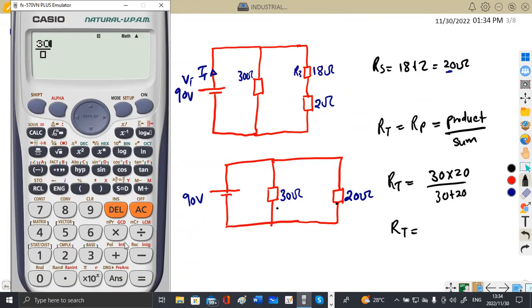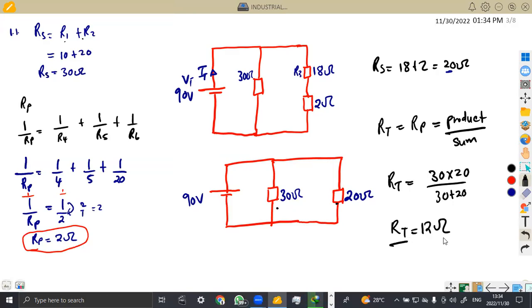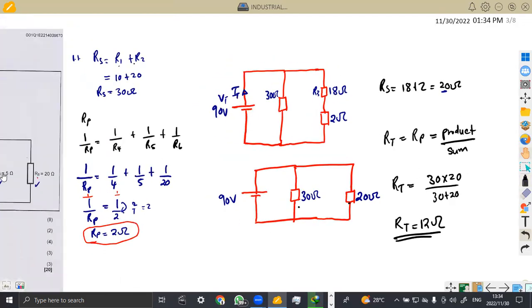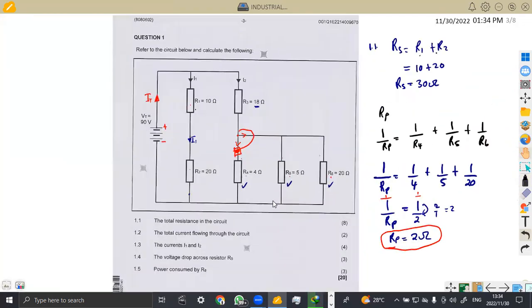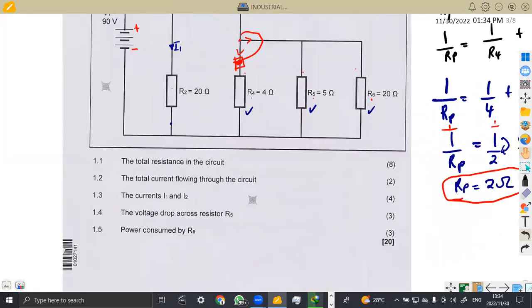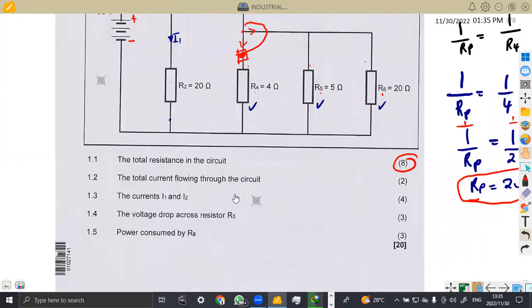That's 30 by 20. Whatever we get, we divide by 30 plus 20. Okay, what do we have there? That is 12 ohms. So we're going to have a total resistance of 12 ohms in this circuit. That was question number 1. And with these calculations, we were able to obtain a total of 8 marks. That's a lot. Yeah, 8 marks for that. But anyways, we know what is happening there.